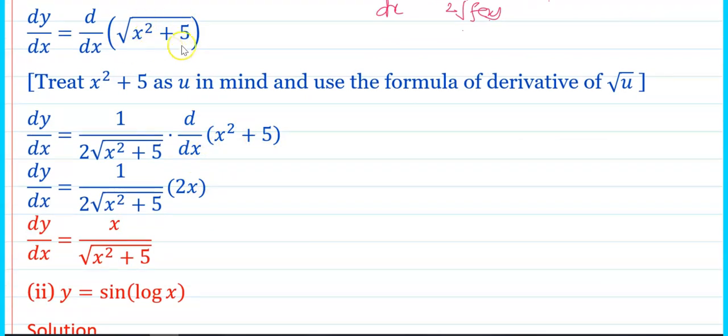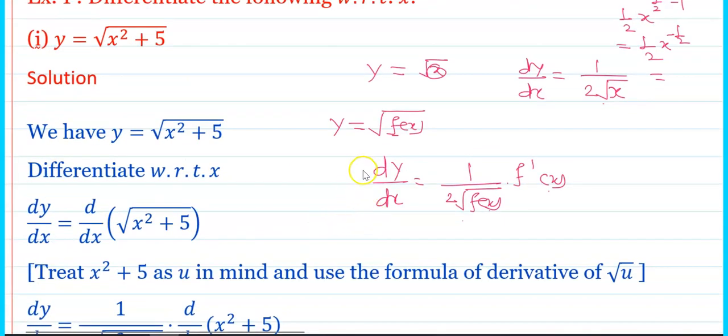म्हणजे इथे रॅडिकंड साइड मध्ये जे असेल त्याचा डेरिव्हेटिव्ह. What is the derivative of x square? The derivative of x square is 2x and derivative of constant is 0. And hence dy by dx is equals to 1 upon 2 root of x square plus 5 into 2x, and 2 get cancelled, and hence you are getting the answer dy by dx is equals to x upon root of x square plus 5.